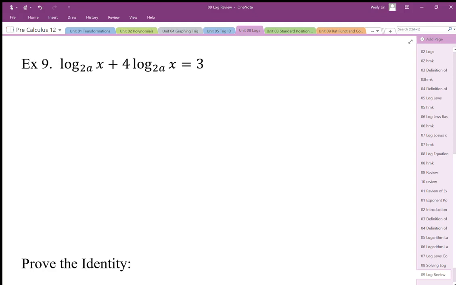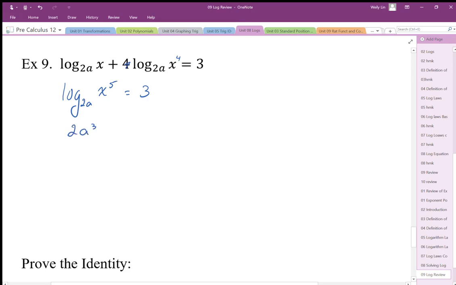So continuing on with solving log equations, we want to basically put this into one log. So we get log base 2a, that's going to be power 4. Okay, so then we combine those by multiplication, so we end up with power 5 on the x, and that's equal to 3. If I want to solve for x, and I think we're solving, although we could solve for a, I'm going to solve for x here, so I'm going to end up with 2a.